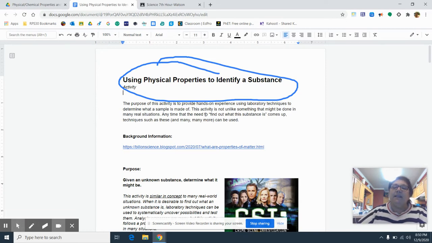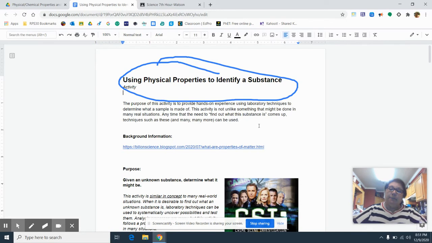So the purpose of this, and I'm just going to read it right from the page, is to provide hands-on experience using laboratory techniques to determine what a sample is made of. So there is a mystery substance. You guys are going to have to do tests to figure out what the sample is.